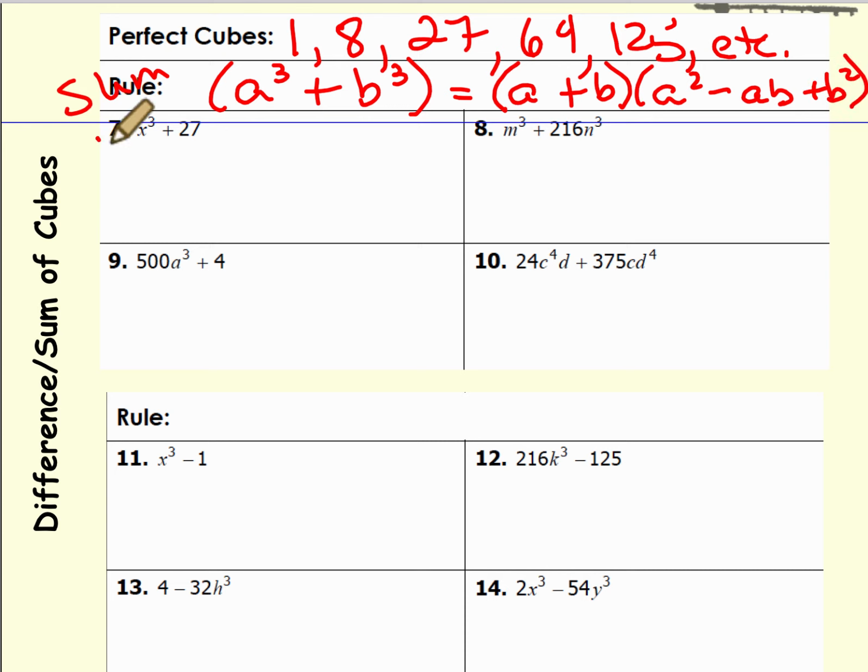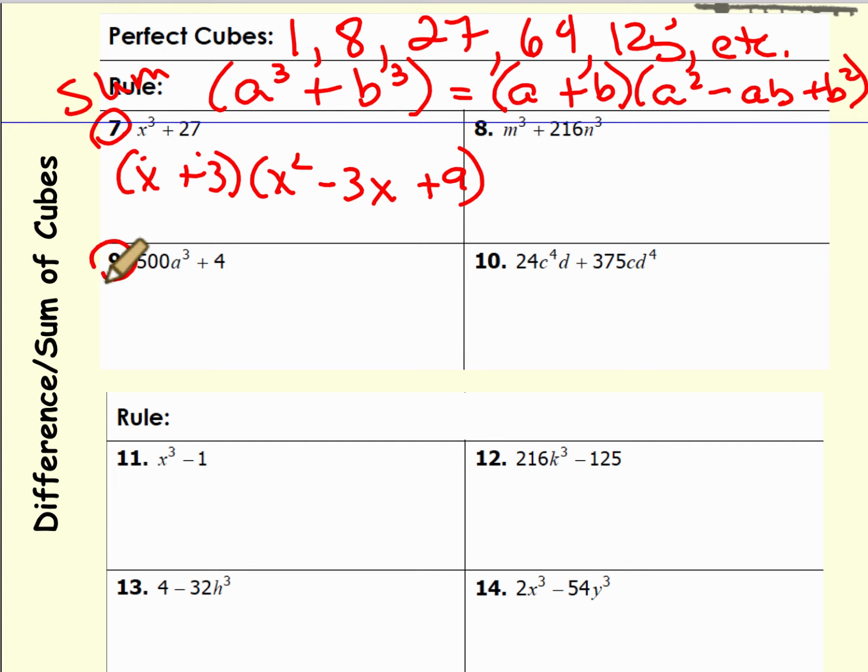Okay, so let's look at number 7. That's a review. So what did I cube to get x cubed? I cubed an x. What did I cube to get 27? I got a 3. And now I square the x. Subtraction sign is next. The product of x and 3. Square of 3.